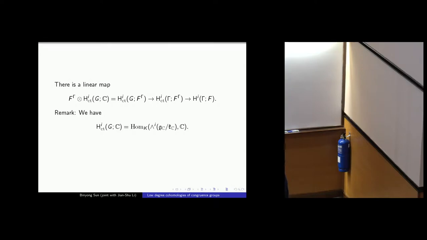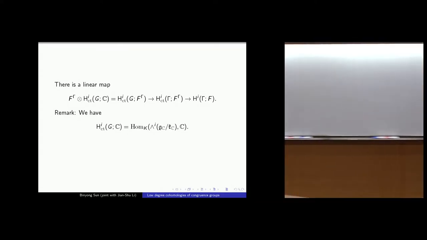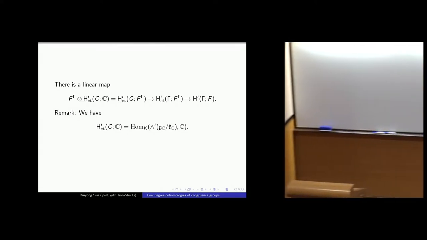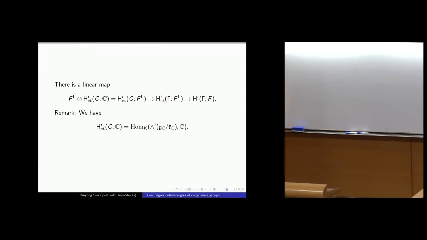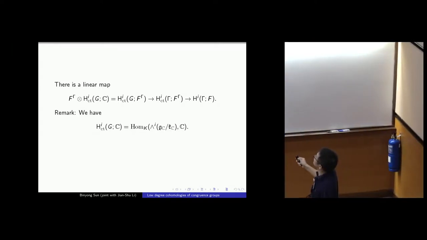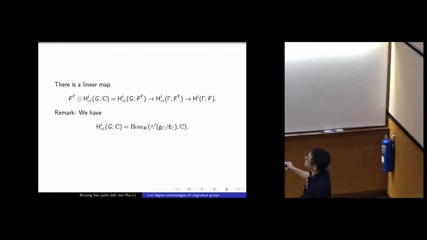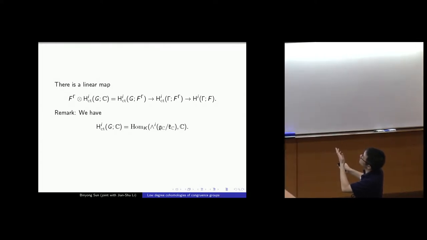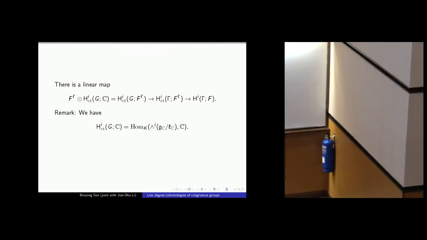Then we view the trivial representation of gamma as a representation of G. Then we can consider this continuous cohomology space. This equals this tensor product. Then we can consider the restriction map of cohomology, and we get such a linear map. And then we change the coefficient, and we get such a linear map. Taking the composition, we get a linear map from this space to this space. This is an interesting space.